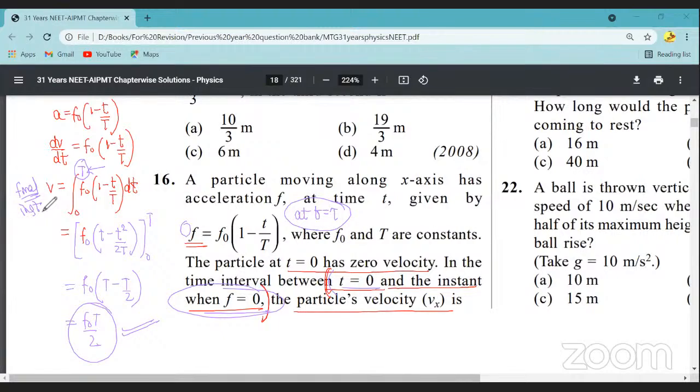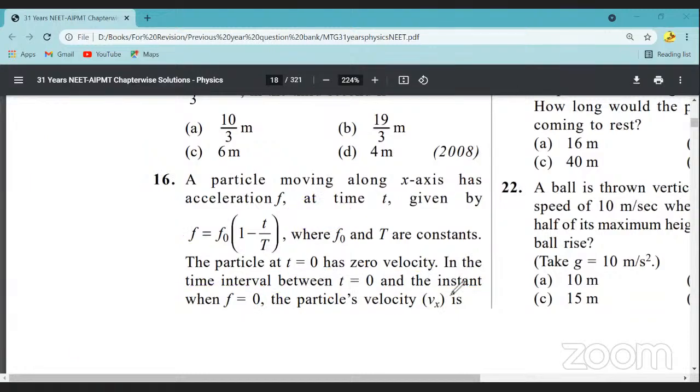Got it? So change this question. Don't write it like this, in the time interval between t equal to 0. Write it like this, cut this part out. Write here: at the instant when f equal to 0, the particle's velocity is how much? When acceleration is 0, then what is the velocity? Okay? Is it clear? Yes, sir. Yes, sir. Okay, let's go to the next question.